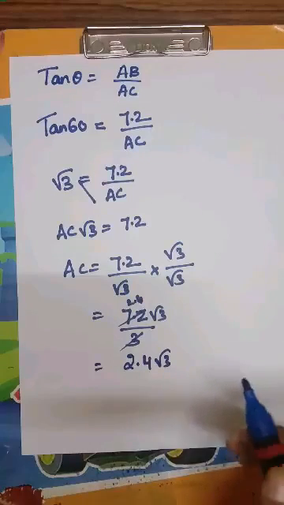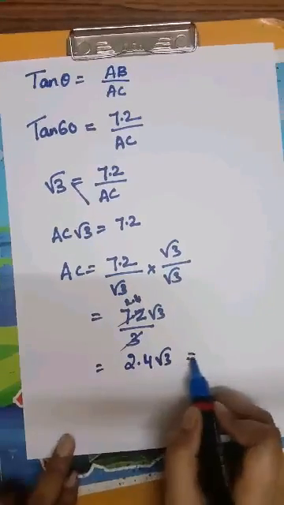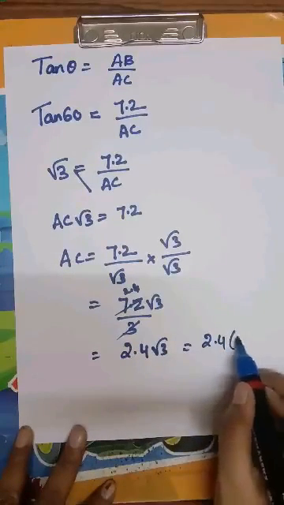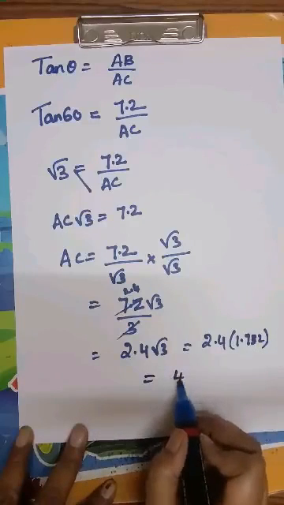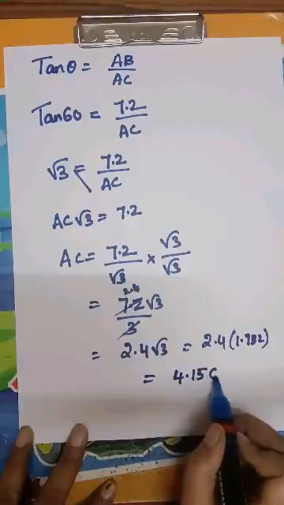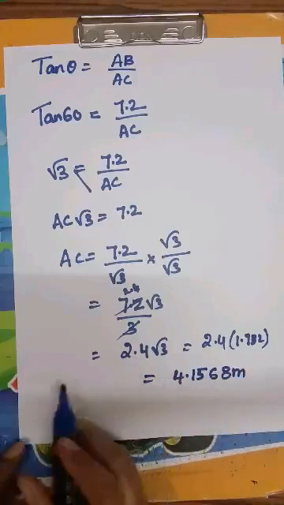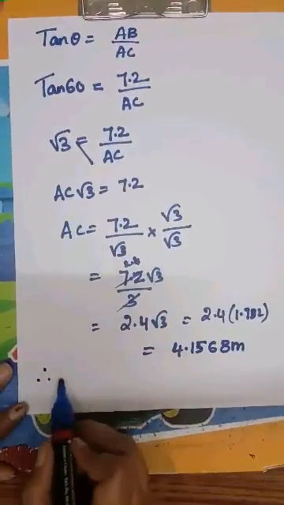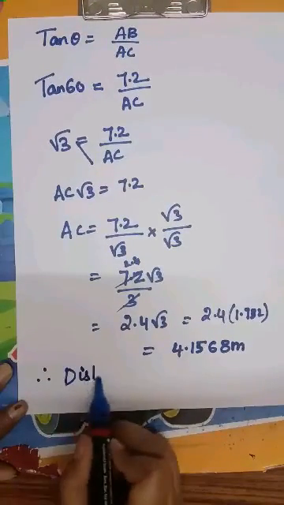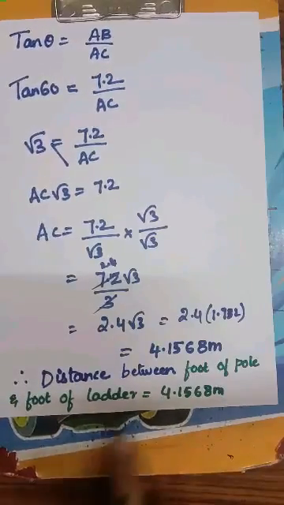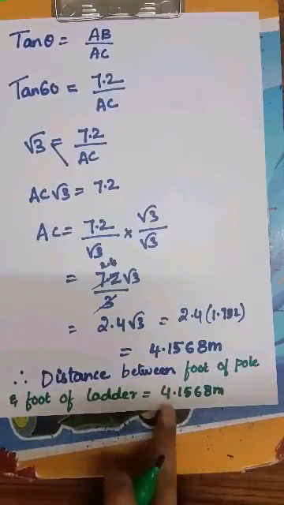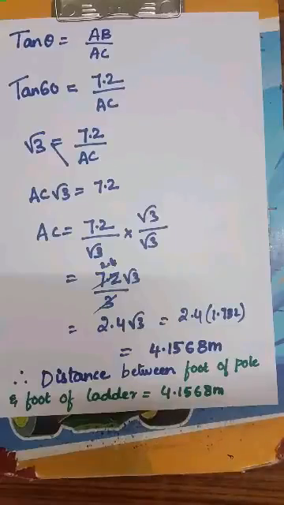मल्टीप्लाई विद दिस एंड गेट द फाइनल आंसर, दैट इज 2.4 into 1.732. मल्टीप्लाई कर दीजिए आप. 4.1568 meters. Therefore, the distance between the foot of the pole and the foot of the ladder is 4.1568 meters. Eighth question. A boat has to cross a river.